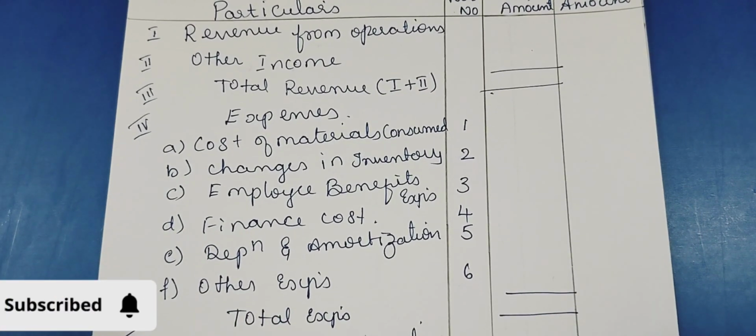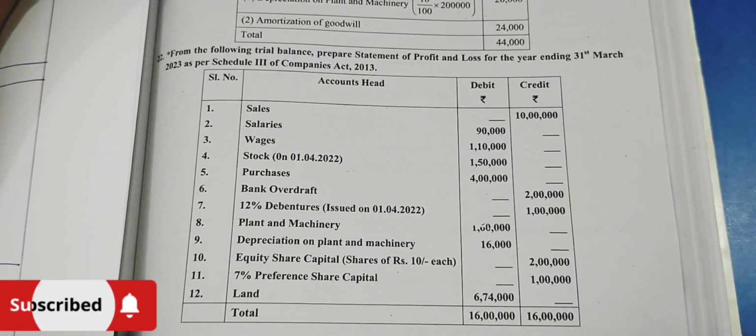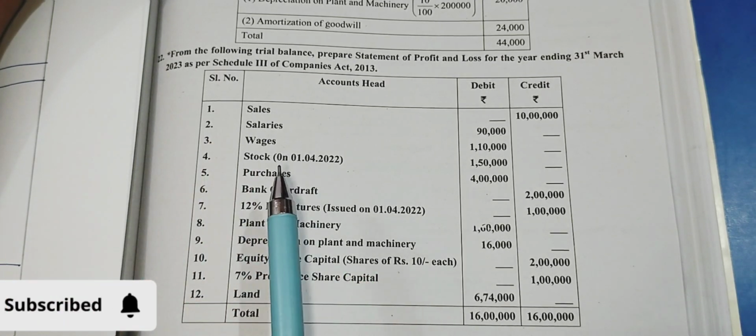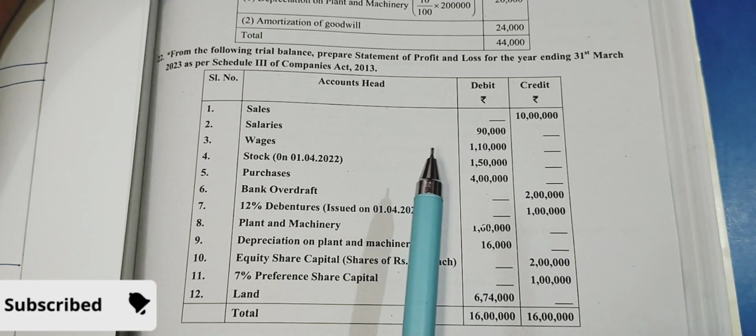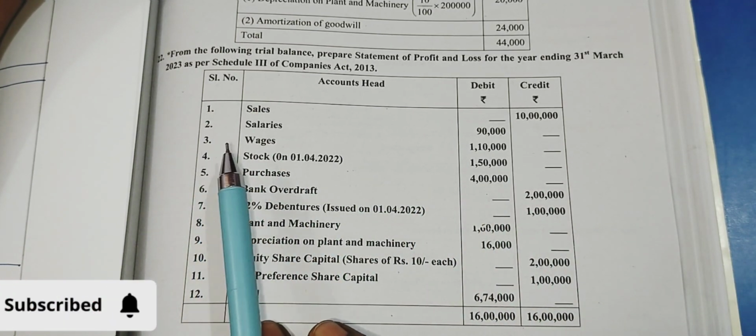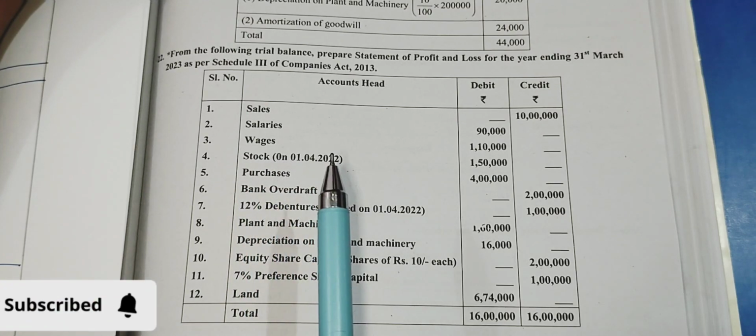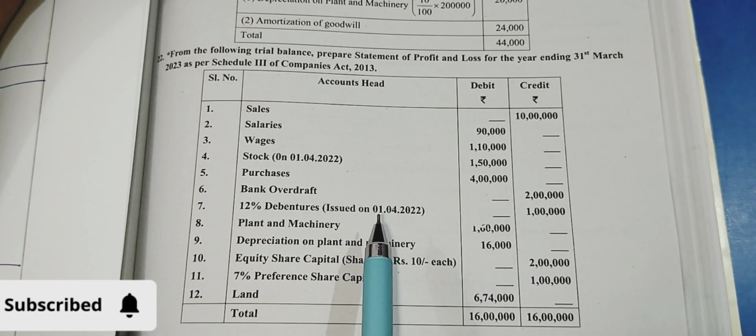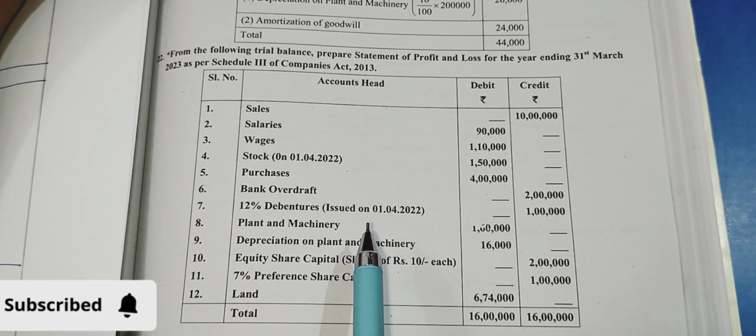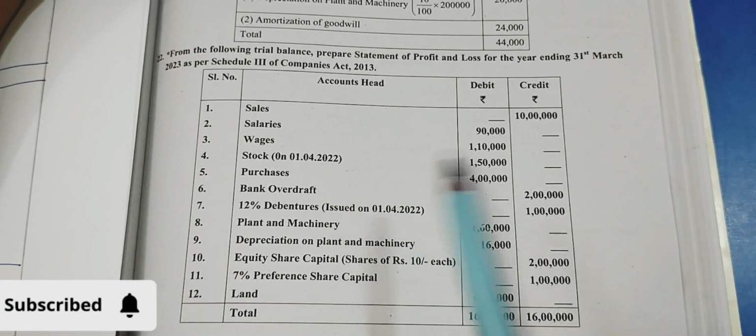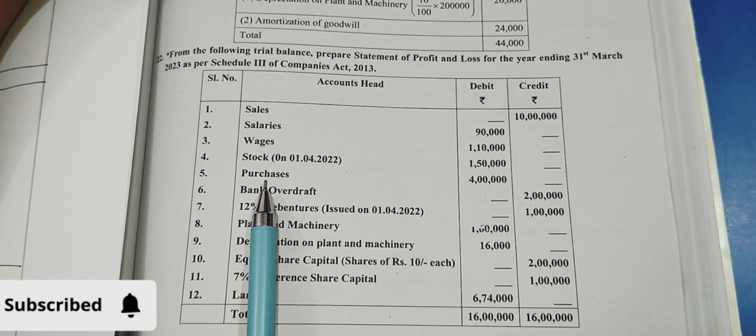Now let us understand with this one simple question. Take a screenshot of the question to practice later. The question is, from the following trial balance, prepare a statement of profit and loss account for the year ending 31st March 2023 as per Schedule 3 of the Companies Act 2013. We know what a trial balance is. Trial balance is the balance of the ledger accounts. At the year end, whatever we have balanced in the ledger account will be posted to the trial balance, right?